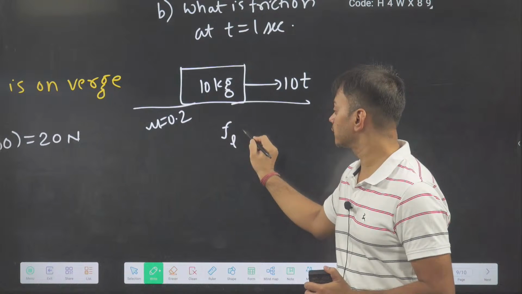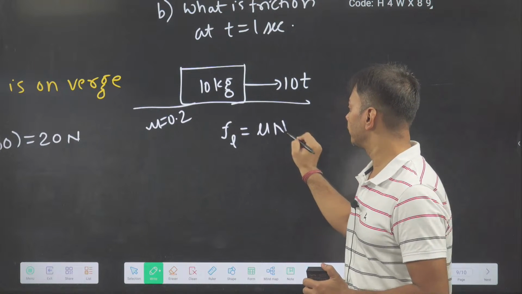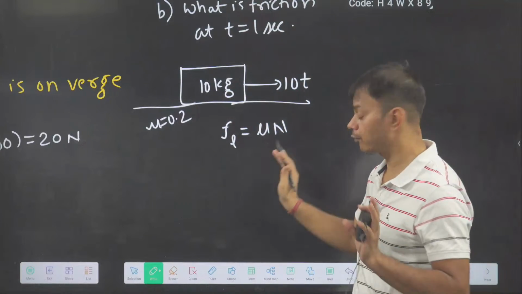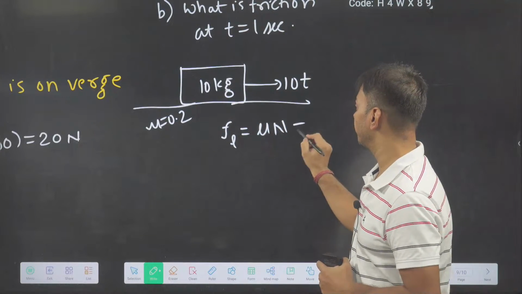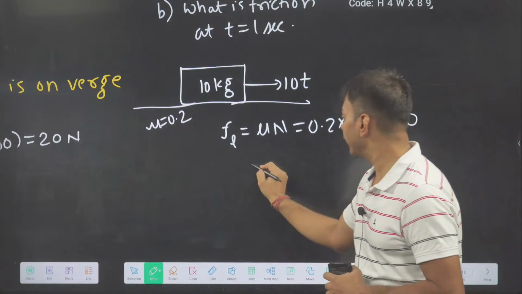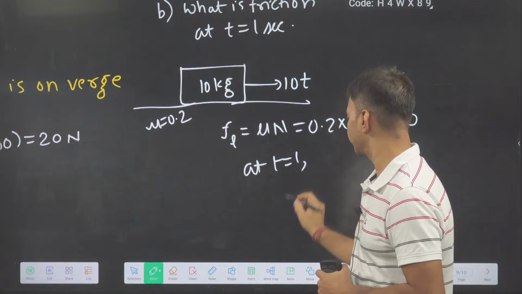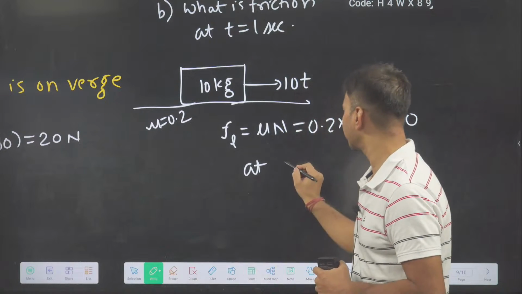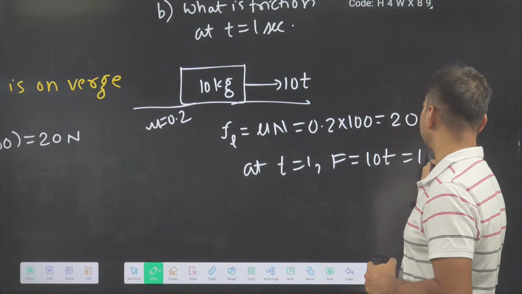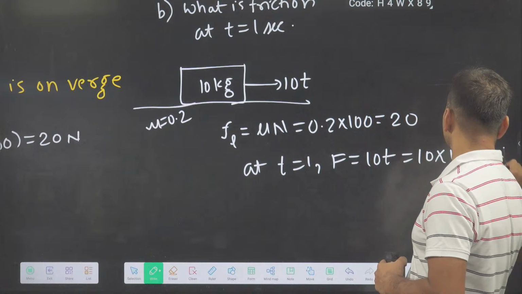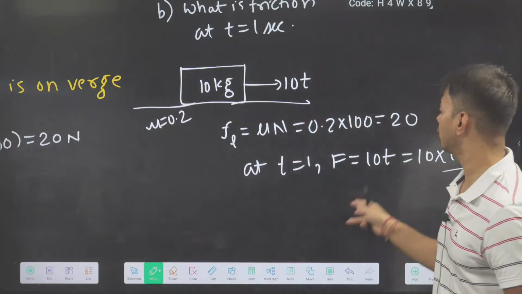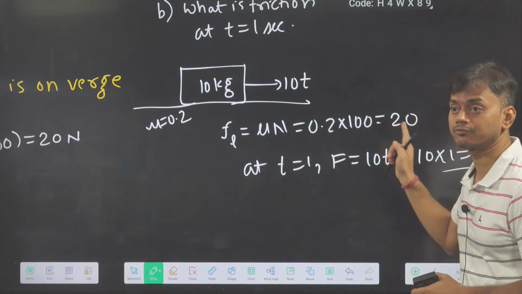Because the maximum value of static friction is mu into N. Suppose this is a fresh question they have asked you in the exam, so you will have to start from the basics. What is the basic? Just start from the limiting static friction, which is mu into N. I will write that limiting static is 20, and at t equal to 1, what is my driving force? F equal to 10t, t equal to 1 means 10 into 1, which is 10 Newton. Nowhere in this world is 10 Newton greater than 20 Newton. My driving force is less than the maximum opposing force, so it will not move.